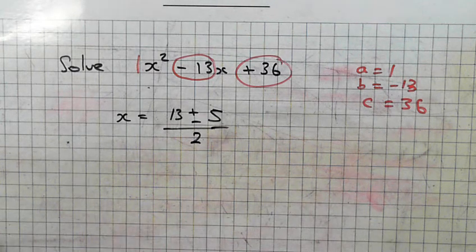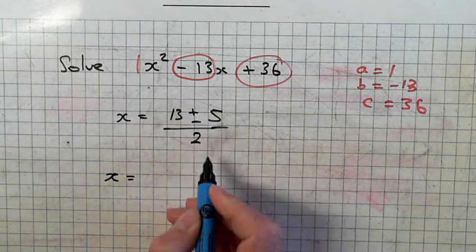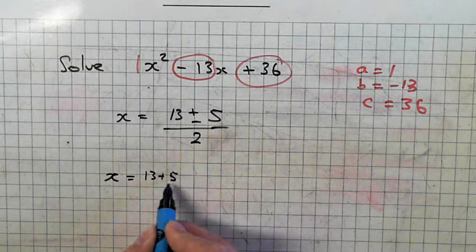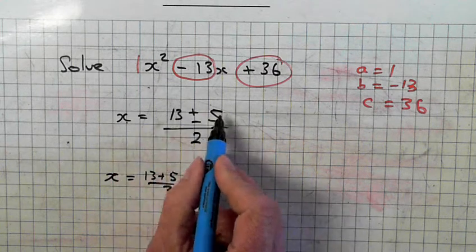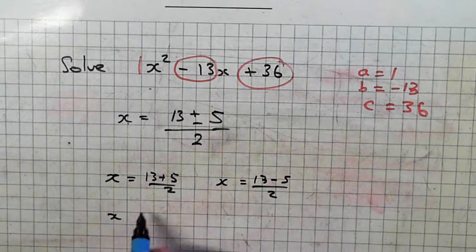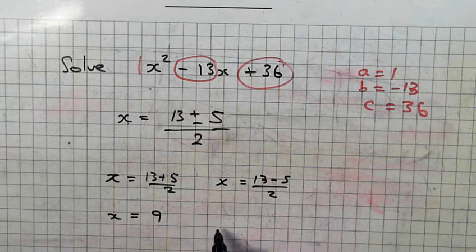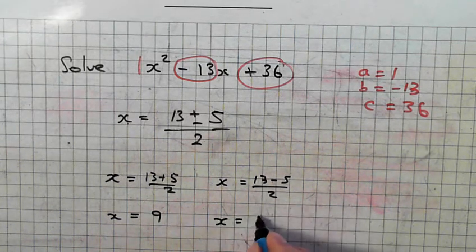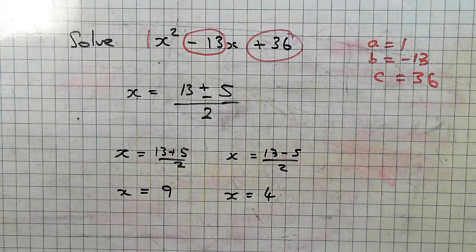Right, to finish it off, we have 2 paths we can go. x is equal to 13 plus 5 over 2, and the second path is x is equal to 13 minus 5 over 2. So 13 plus 5 is 18, divided by 2 is 9. 13 minus 5 is 8, divided by 2 is 4. x is equal to 9 and x is equal to 4.